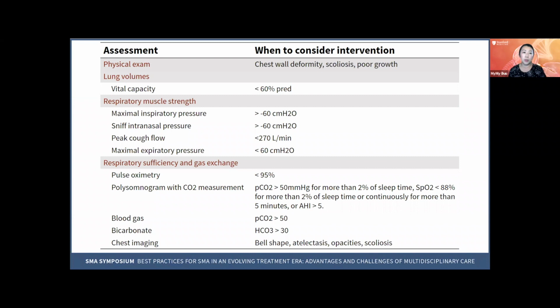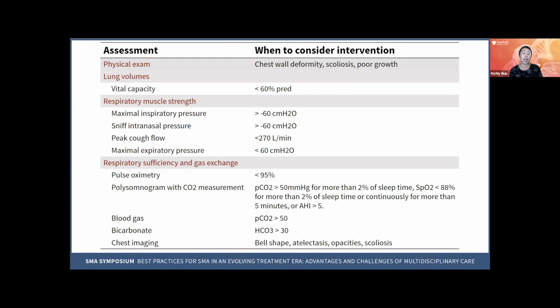In terms of lung volume measurements, we can measure vital capacity, either by forced vital capacity or slow vital capacity. Normal is above 80%, but we usually start some type of intervention when it's less than 60% predicted. We also can measure respiratory muscle strength. The different measures include maximal inspiratory pressure or sniff pressure. These are both measures of inspiratory muscle strength, and we intervene if the measurement is less than 60 centimeters of water pressure, because usually your strength should be stronger than that.